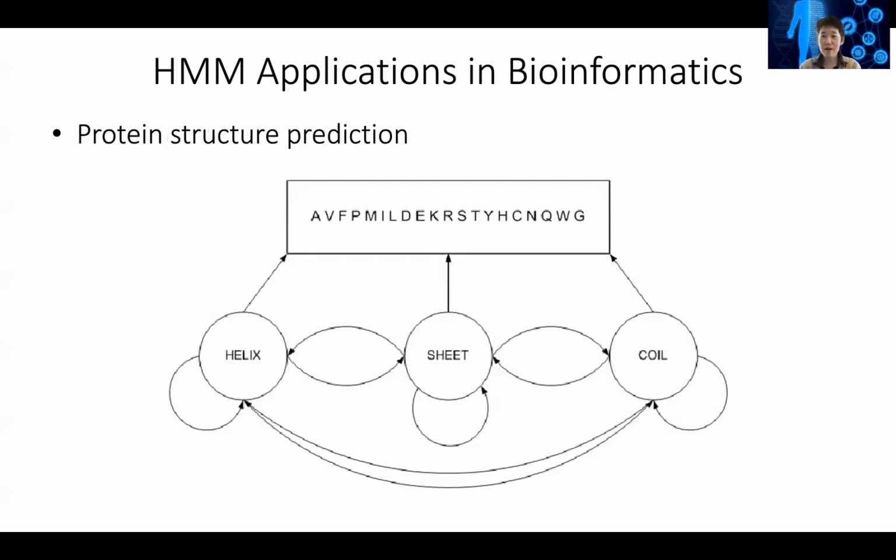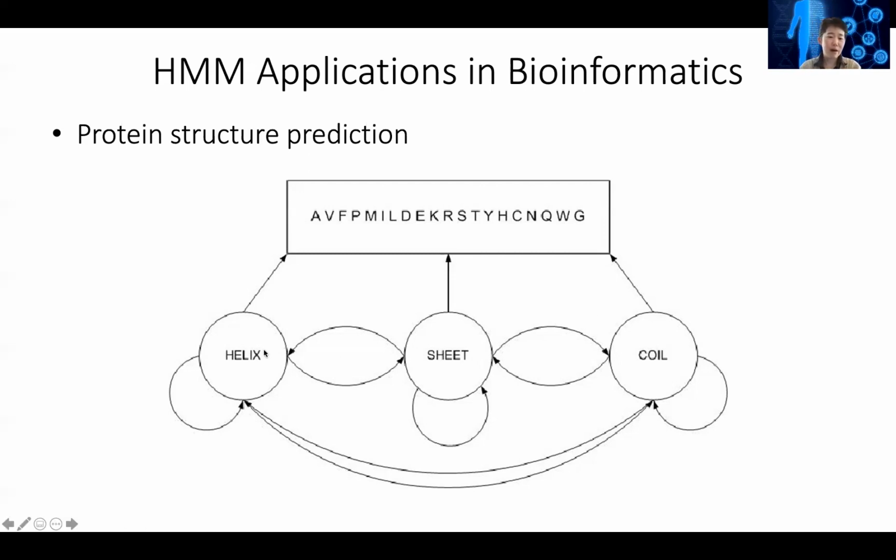You can use hidden Markov model for protein structure prediction. Here, the hidden states are secondary protein structures, which are known to represent protein structure, including alpha helix, beta sheet, and the coil. Alpha helix looks like this, sheets go up and down like a strand, and the coil is the spacer connecting them.